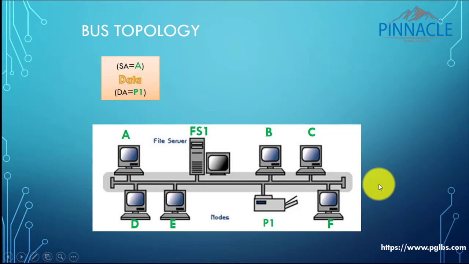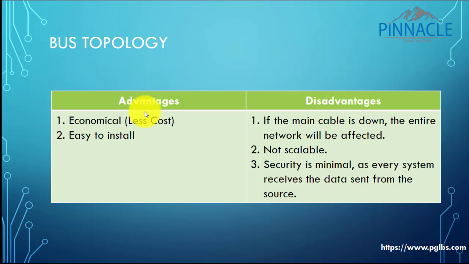source. Yes, this is very important because as I told you, when the system A is sending data to P1, that data of A is also reaching FS1, it is also reaching B, it is also reaching C, which means that there are every chances that B and C can easily identify and read that particular data, though they don't do it, but there are chances that the data can be read by B and C. So we can say that security is very minimal in bus topology.